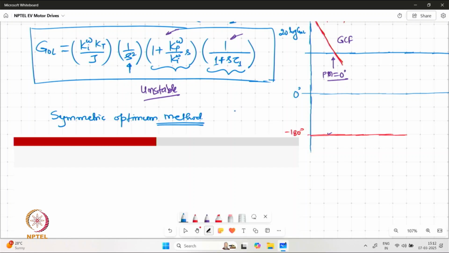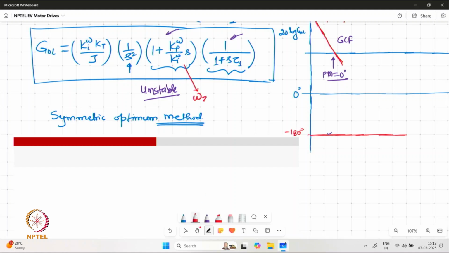For the DC motor control also we have seen a similar scenario, and we have tried to solve it through the same technique. So here what we are going to do is place this zero and this pole symmetrically about the gain crossover frequency for the open loop, which is also the bandwidth frequency for the closed loop system.